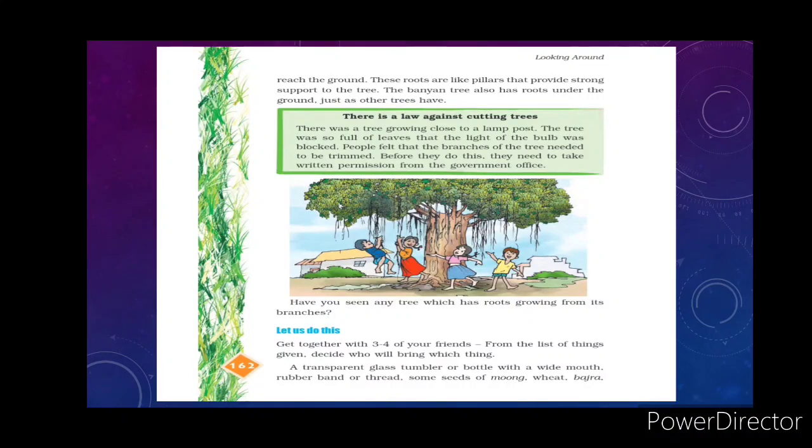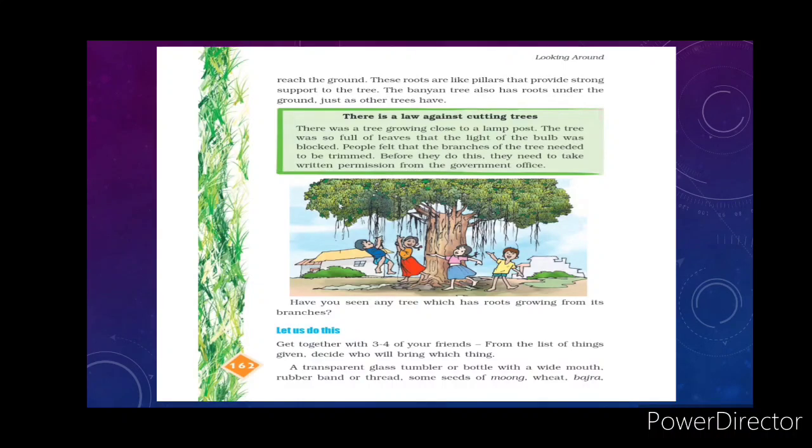In this box you can see it is written that there is some law which the government has proposed, not to cut the trees. The government ensures that people do not cut the trees. So to stop cutting the trees, the government has made some laws. You can see there are some trees growing near the lamp post. These trees are so full of leaves that the light of the bulb was blocked. The branches of the tree needed to be trimmed. Before they do this, they need to take written permission from the government office.